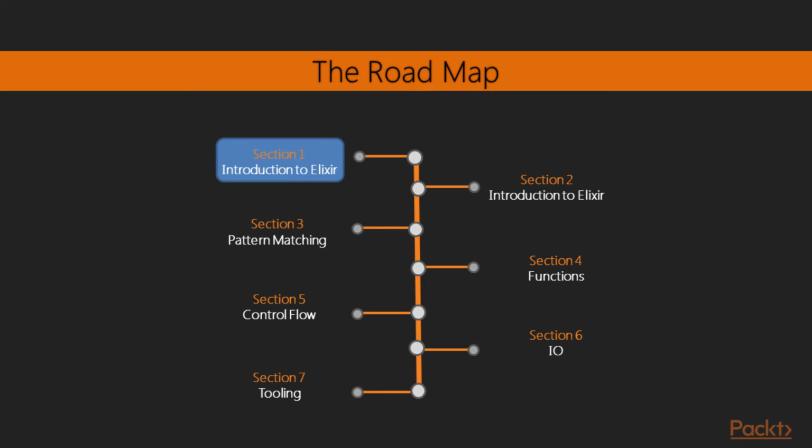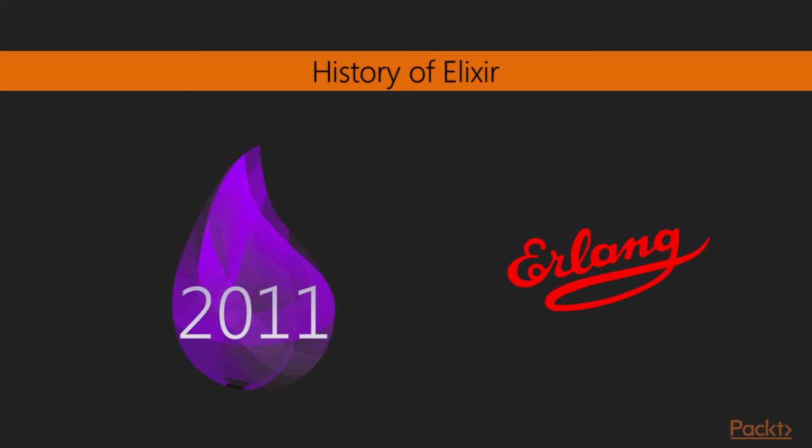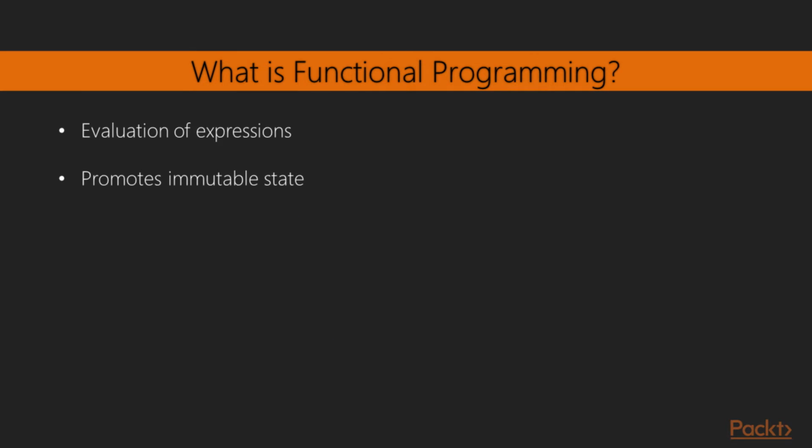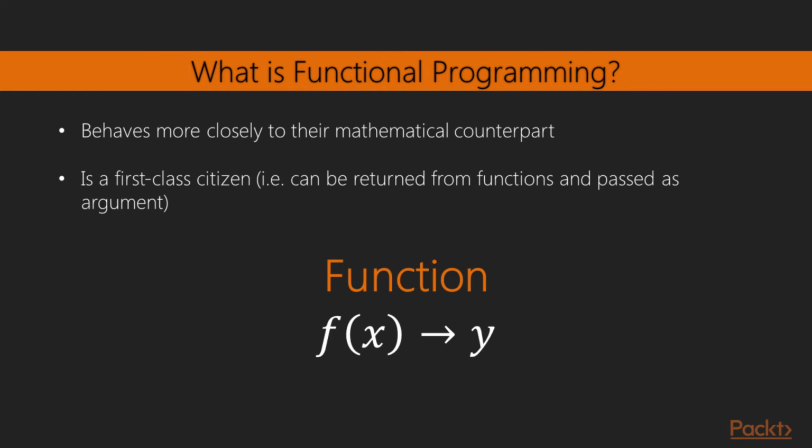This course is divided into 7 sections. On the first section, you will learn about the origins of Elixir and its roots in the Erlang programming language. You will also learn what the functional programming paradigm is and what makes this language so special.